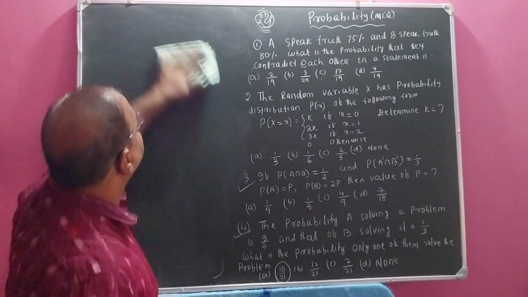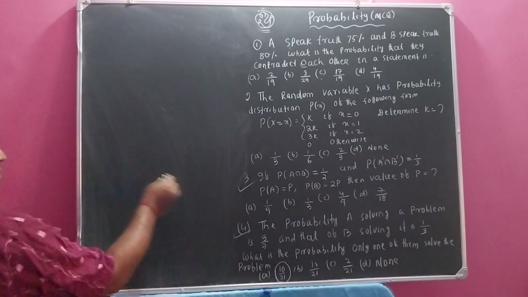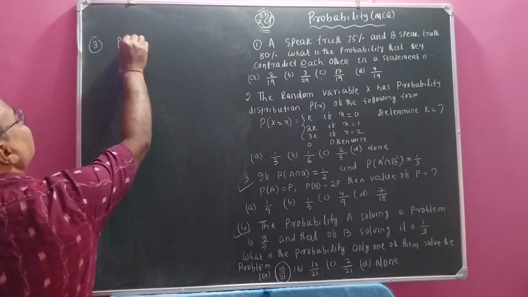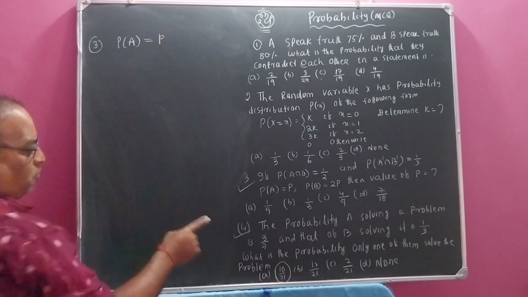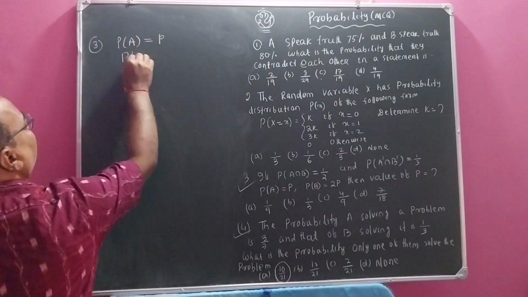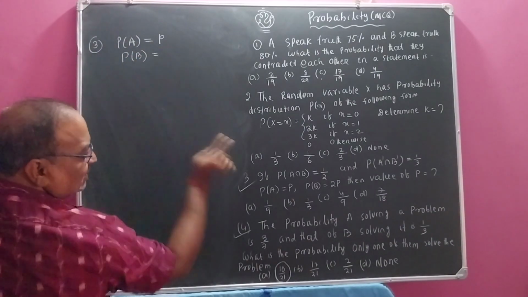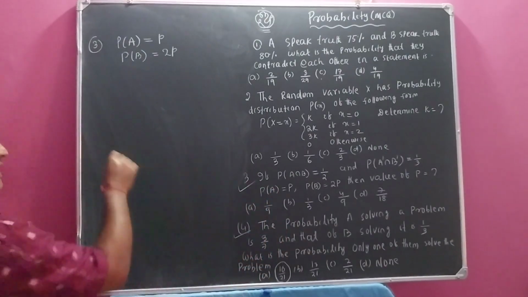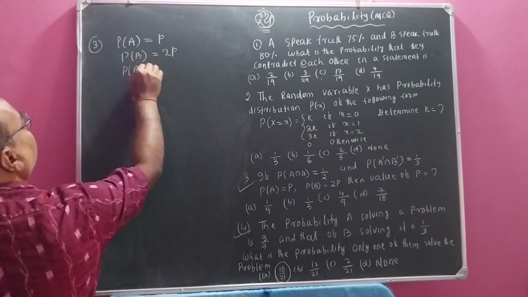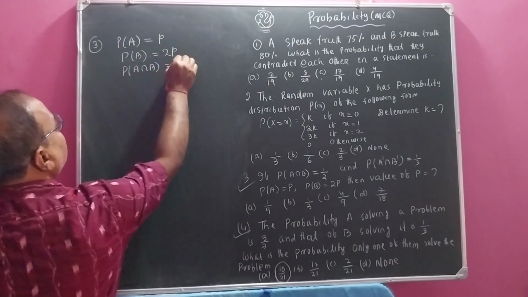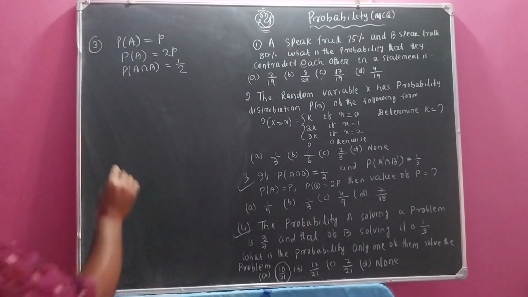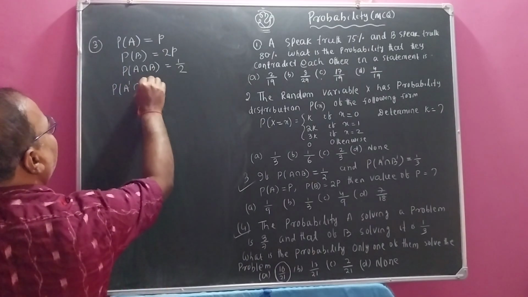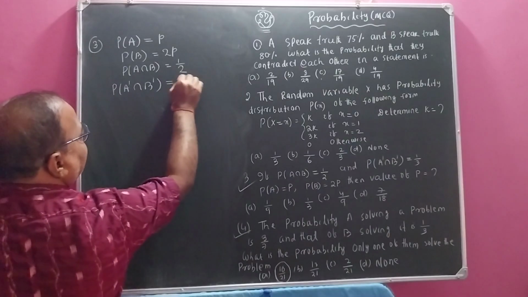Given. What are the given conditions? Probability of A is given as P. Probability of B is given as 2P. Probability of A intersection B is equal to 1 by 2. Probability of A dash intersection B dash is equal to 1 by 3.